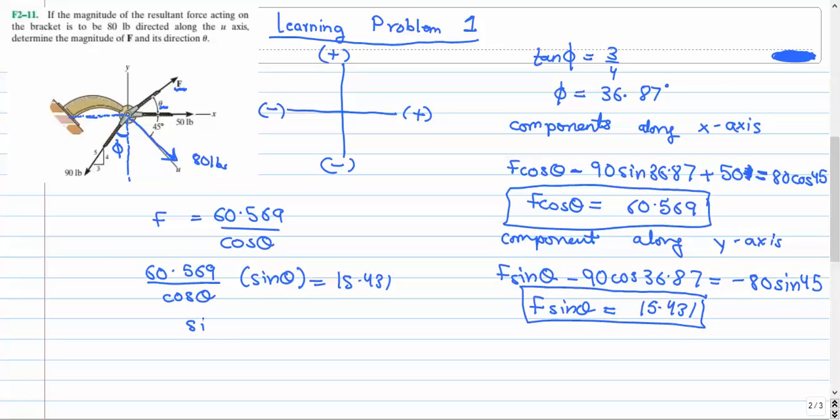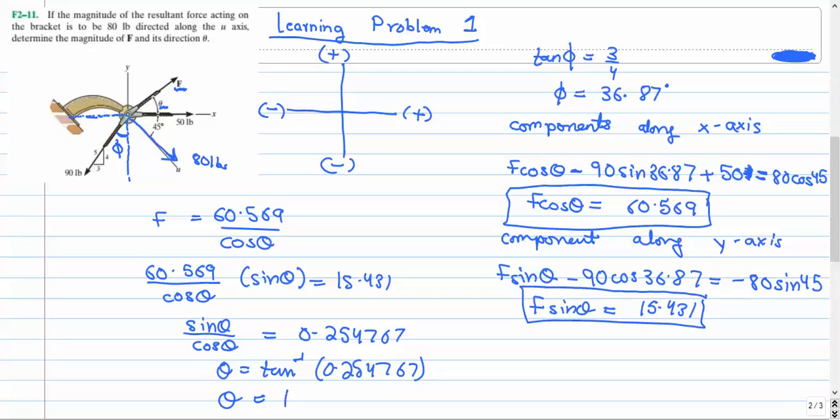Rearranging this equation gives us sine theta over cos theta is equal to 0.254767, and this is obviously tan theta, so I'm going to skip a step. Theta equals tan inverse of 0.254767. Theta equals 14.29, and we can round this off to 14.3 degrees.